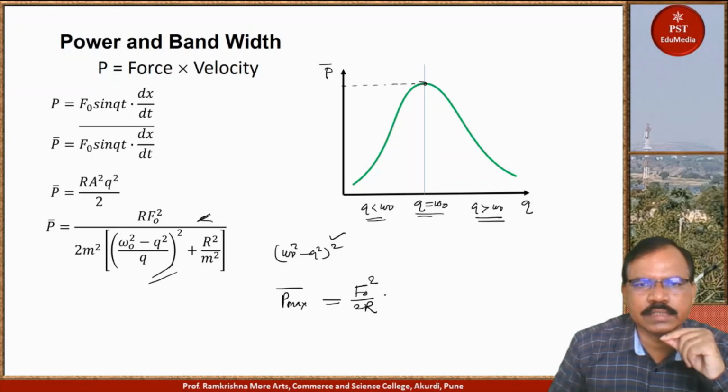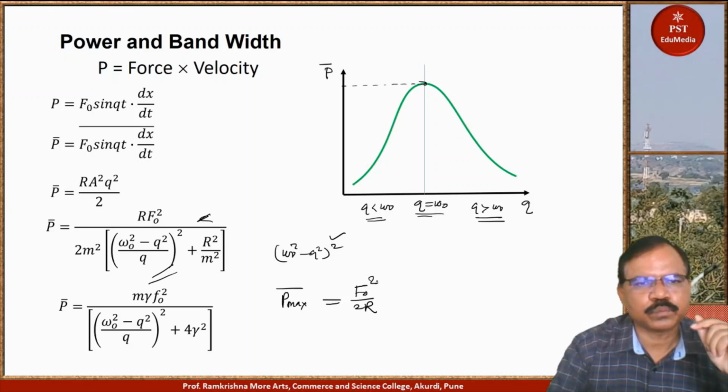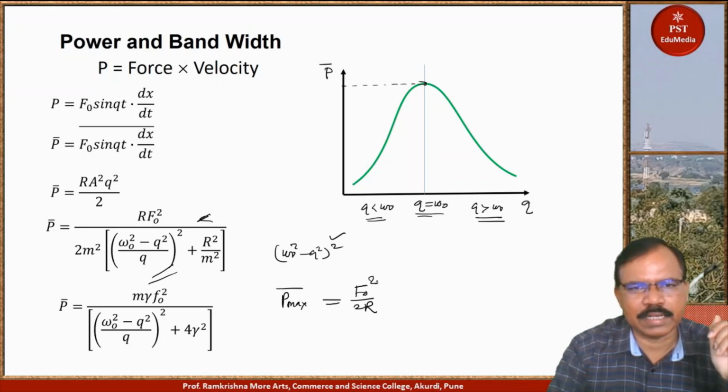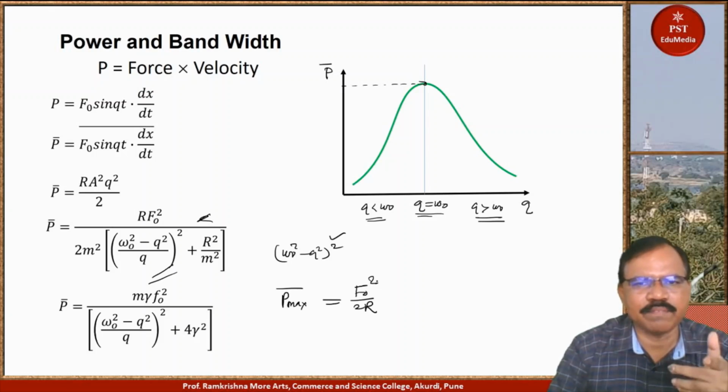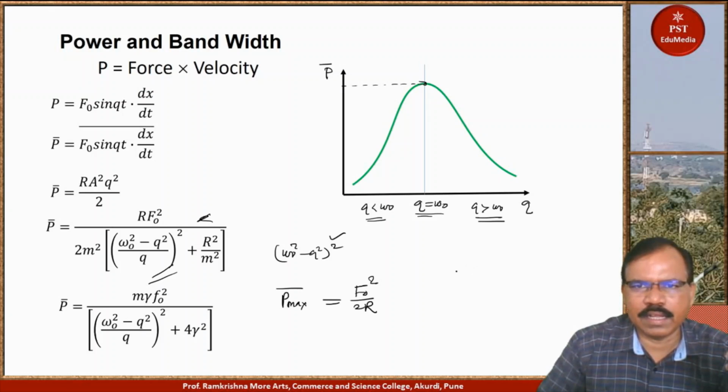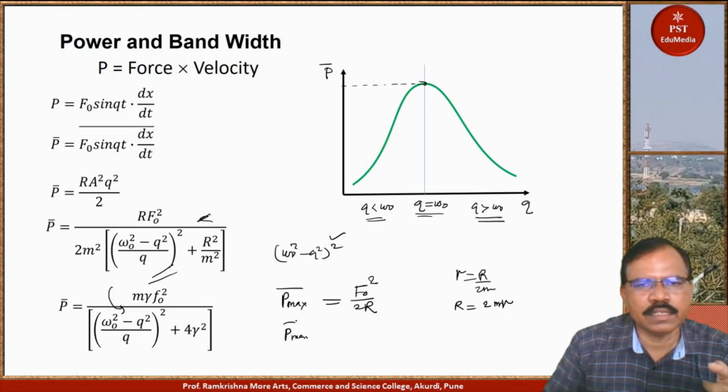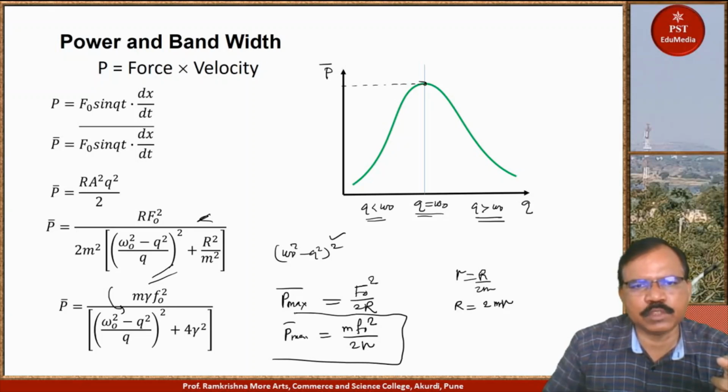Or you can write this in terms of the factor gamma, because gamma is equal to R upon 2m. So R is equal to 2m gamma. So you can write here P max, simply putting omega 0 here, we will get P max is equal to m F0 square upon 2 gamma. This is P max in terms of gamma.